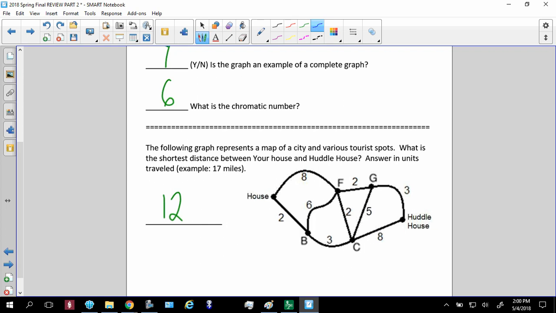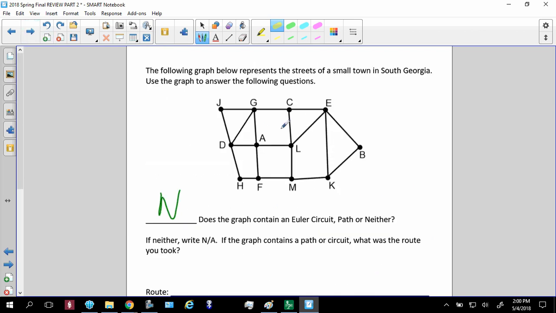The following graph represents the city, various tourists. Now remember, we're looking at basically a map. The way to get to your house is through here. No, let me try this again. And I don't even like that color. So you go house, go through B, go to C, then you go up to F, G, and then Huddle House. There you go. That's the quickest way to get from your house to Huddle House. The following graph represents streets and miles.